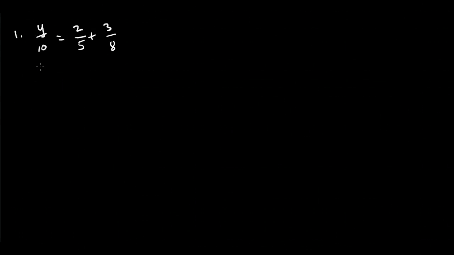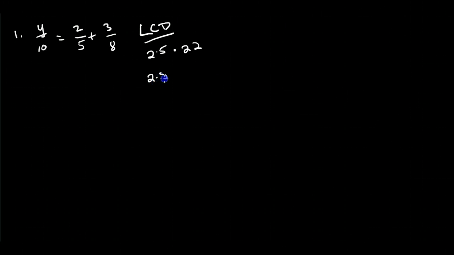In the first equation, we're asked to solve y over 10 is equal to 2/5 plus 3 over 8. So the first thing we always want to do is find the least common denominator. The least common denominator in this case will be: 10 is 2 times 5, 5 is 5, and 8 is 2 times 2 times 2. So I've got 3 2's for 8. Well, let's write it a different way.